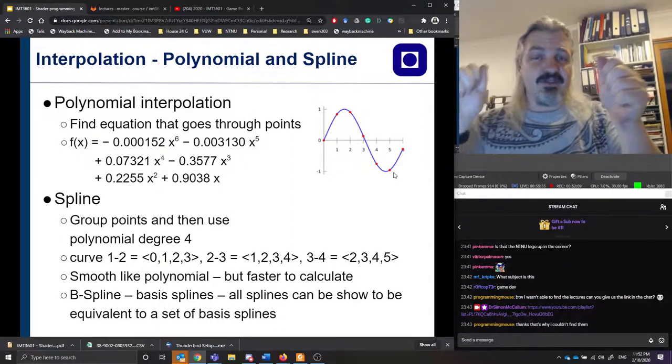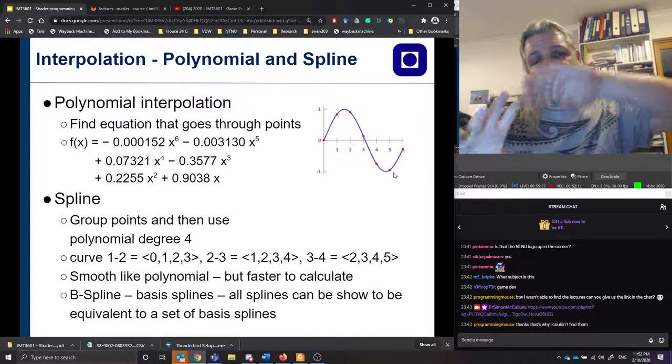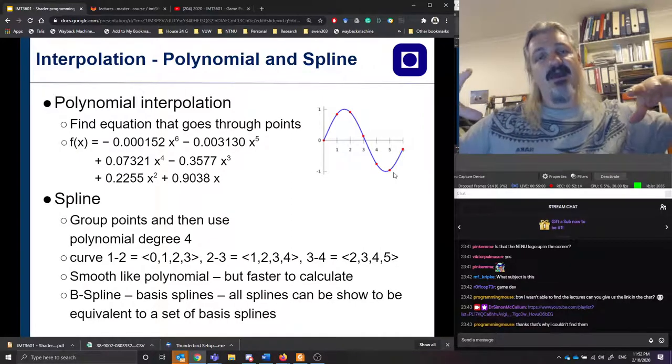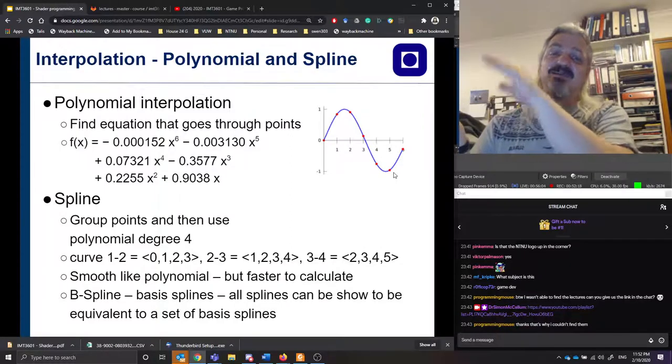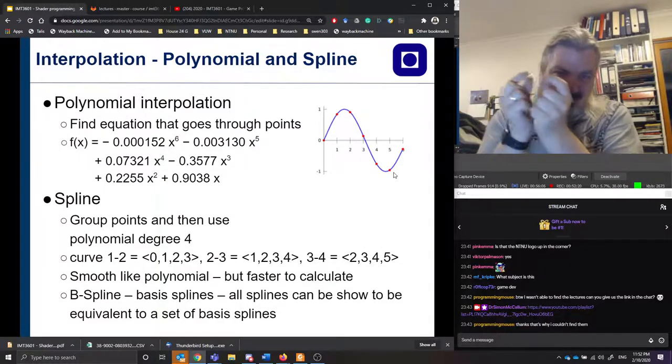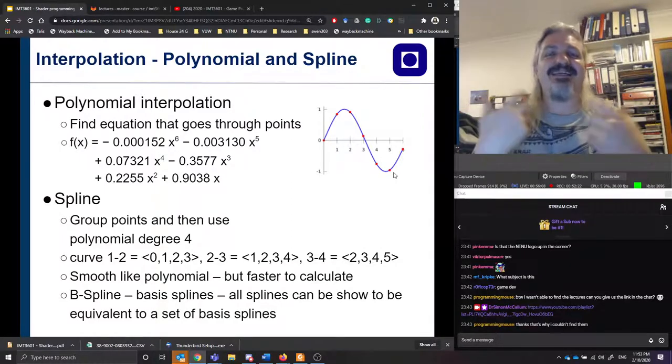I can then use those as control points. I move those up and down, the curve changes. And then when I send it to the tessellation engine, it takes that smooth curve and turns it all into tiny wee triangles, right? Which it can then render.